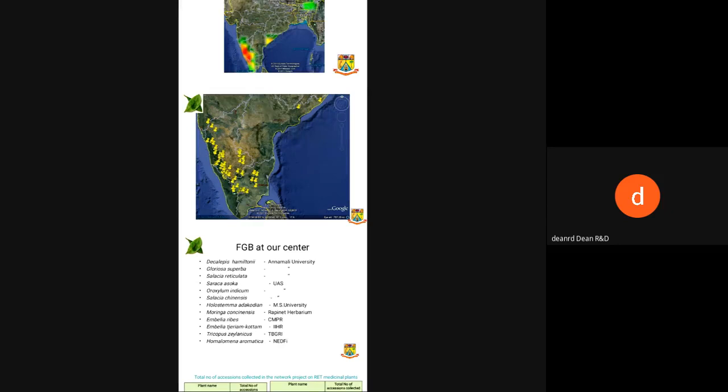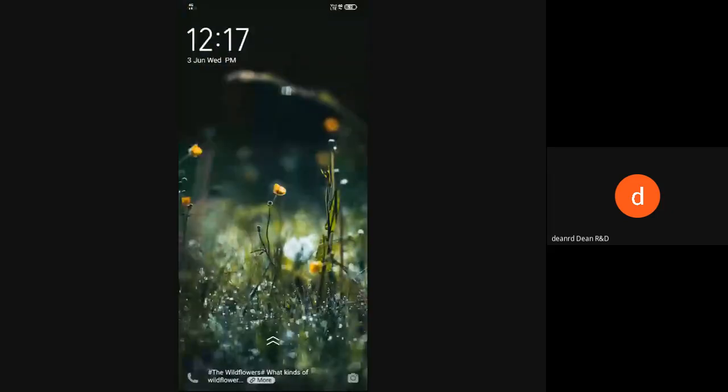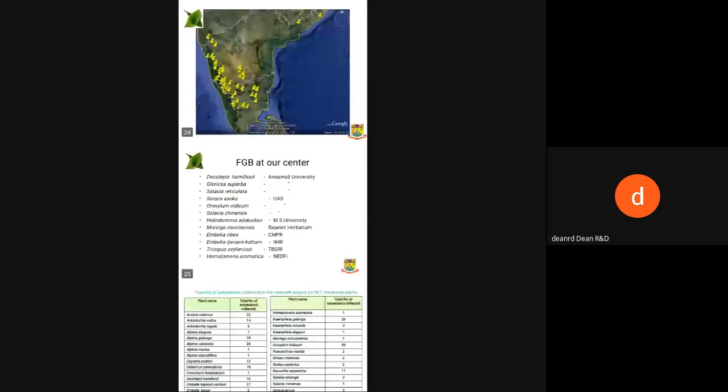The field gene bank is being maintained in our Annamalai University, where some of the important species on which I am going to give a very small exposure are listed, like Decalepis hamiltonii, Gloriosa superba, Salacia reticulata, Saraca asoca, Oroxylum indicum, Salacia chinensis, and Holostemma ada-kodien, which has been found very rarely in the Kolli Hills range.